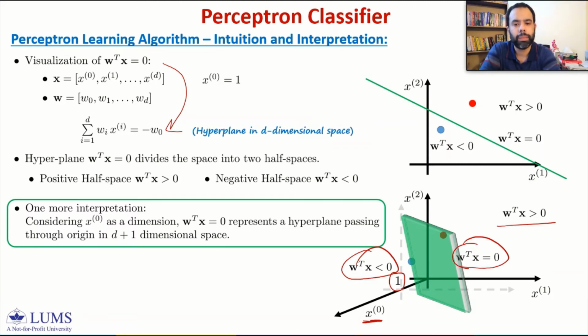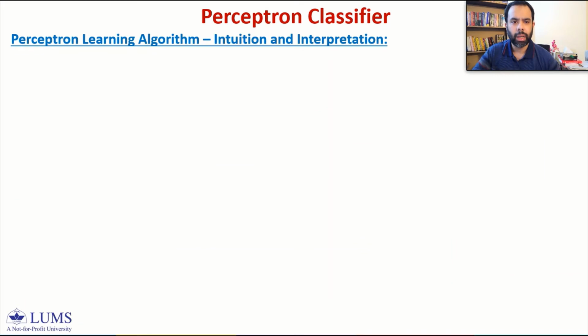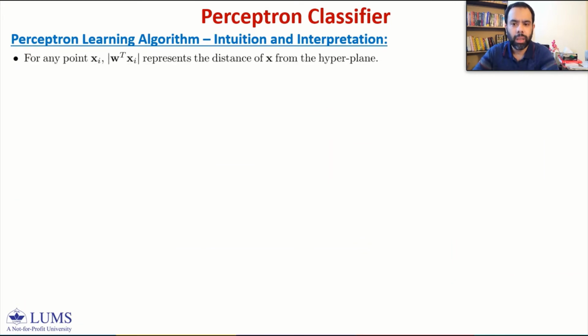Right? And we will see what is the benefit of this interpretation very shortly. Okay, for the perceptron learning algorithm, for any point xi, the magnitude of W transpose xi represents the distance of xi from the hyperplane. How can we show this?